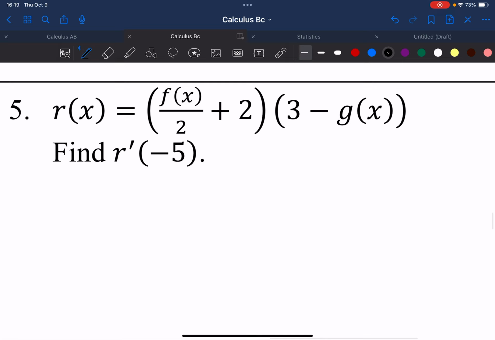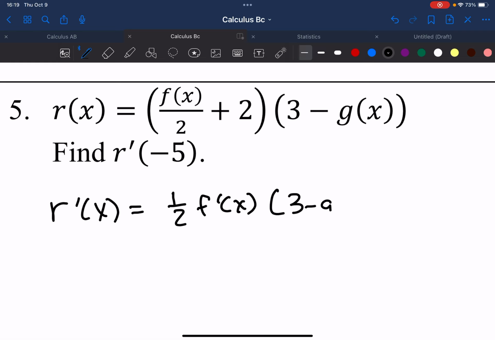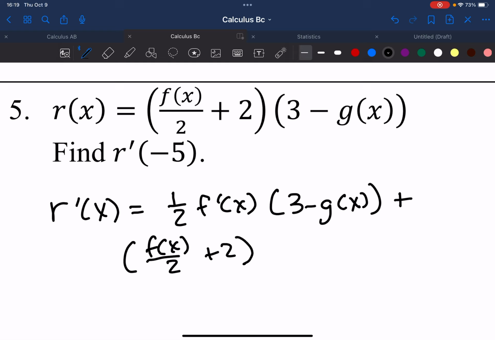And then I do the same for this one. So r prime of x is equal to the derivative of the first function. So this would be 1/2 f prime of x times the other function, 3 minus g of x, plus, writing the other function, f of x over 2 plus 2 times the derivative of the second function, which is negative g prime of x.